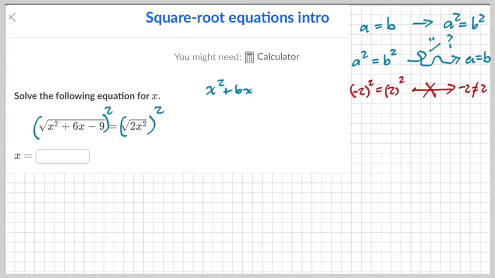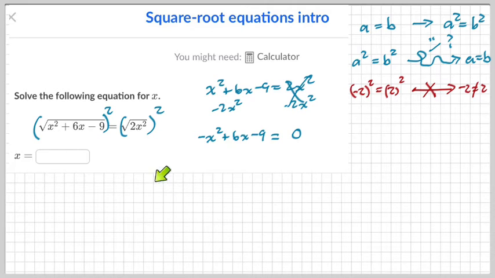So what do I get? After I square both sides, this is what I get. The square roots are gone. Because there's squares, in order to solve this, you guys know how to solve quadratics. You've got to get everything to one side so that it equals 0. So I'm going to subtract 2x squared from both sides. And this is what I get: -x squared plus 6x minus 9 equals 0.